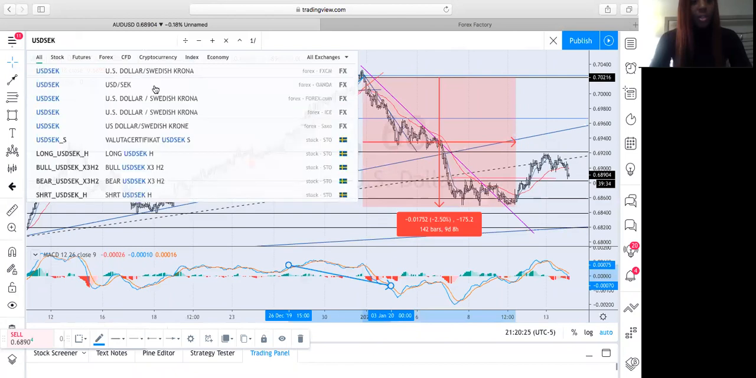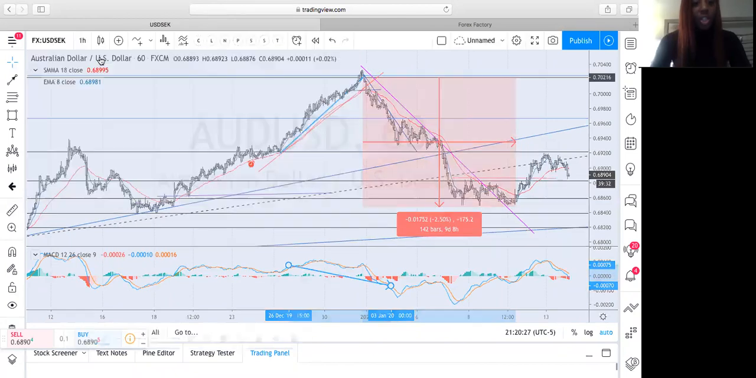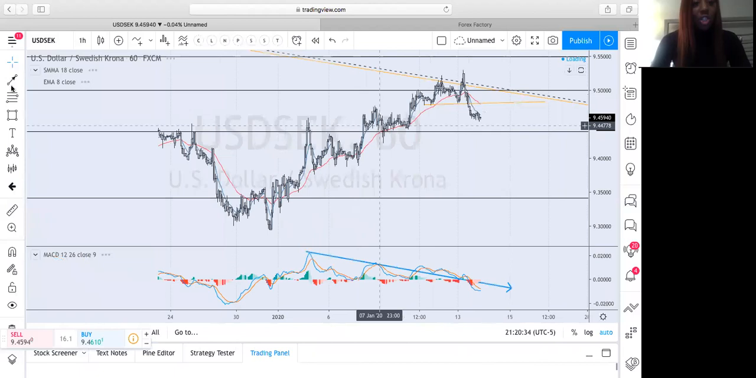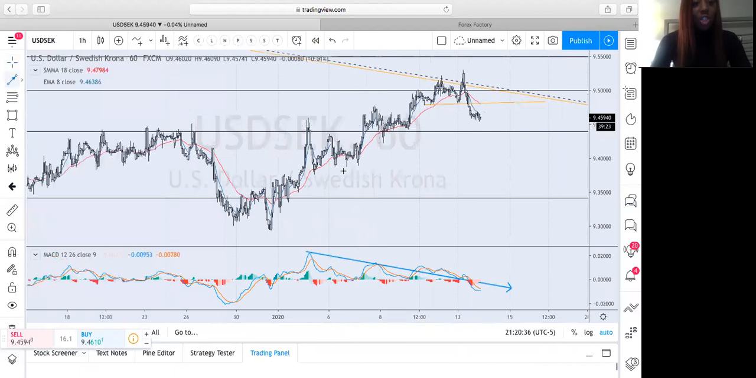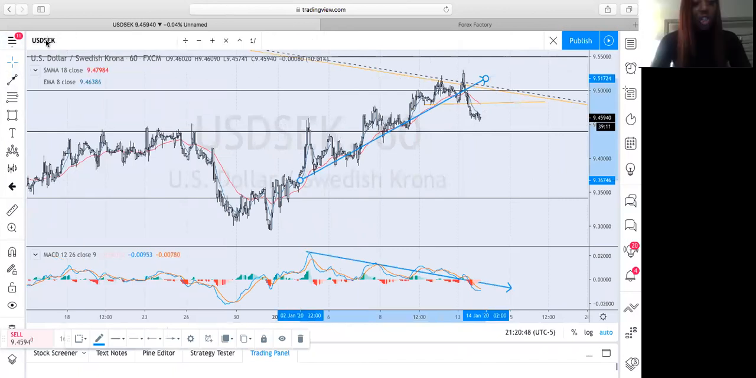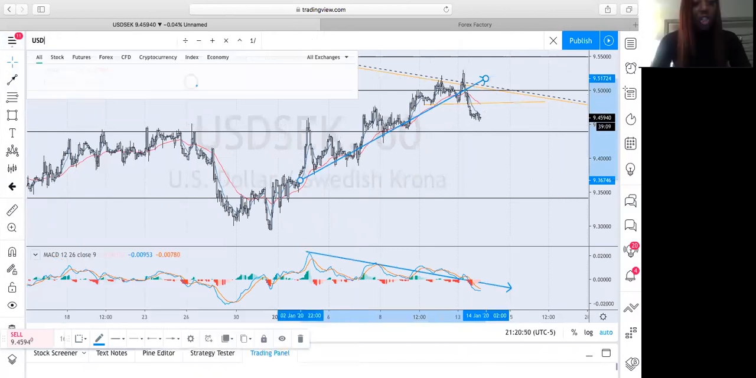Where we see that is exactly where USD Swedish krona is. I have to remember that one. That is the same thing. Do y'all see that? Yes. Same thing. USDJPY was what I wanted to go over.